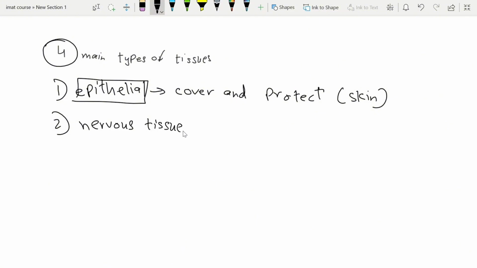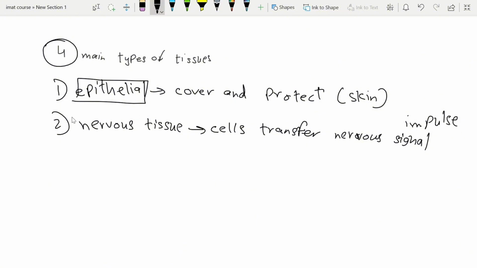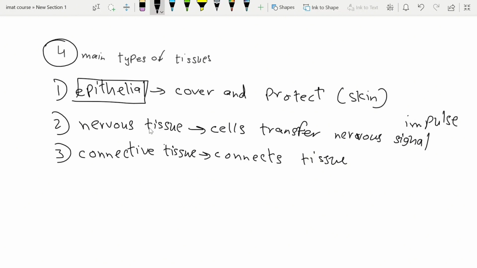And from its name, nervous tissue is involved with cells that transfer nervous signals. These nerve signals are called impulses, and we'll talk about this when we come to the nervous system. And the third type is called the connective tissue. From its name, you can see that connective tissue connects different types of tissues together. And this is one of the first tissues that is formed after your embryo is formed.